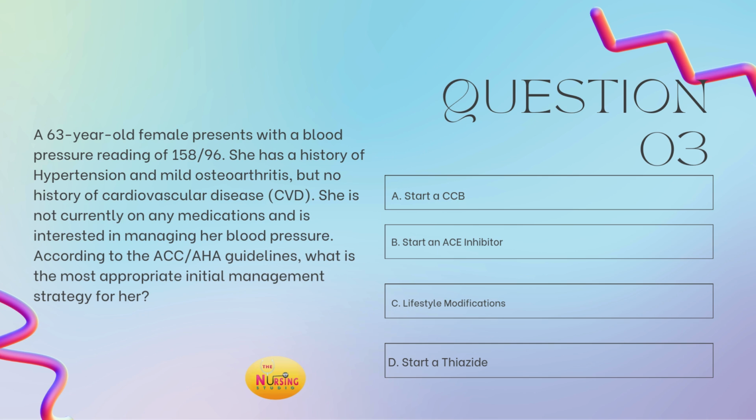So your best answer is D, to start a thiazide, because remember what I tell y'all: thiazides, ACEs, ARBs, and calcium channel blockers are our starting four, but thiazides are the top of that. That's the captain. Go with a thiazide unless there's something that you need to rule it out for.